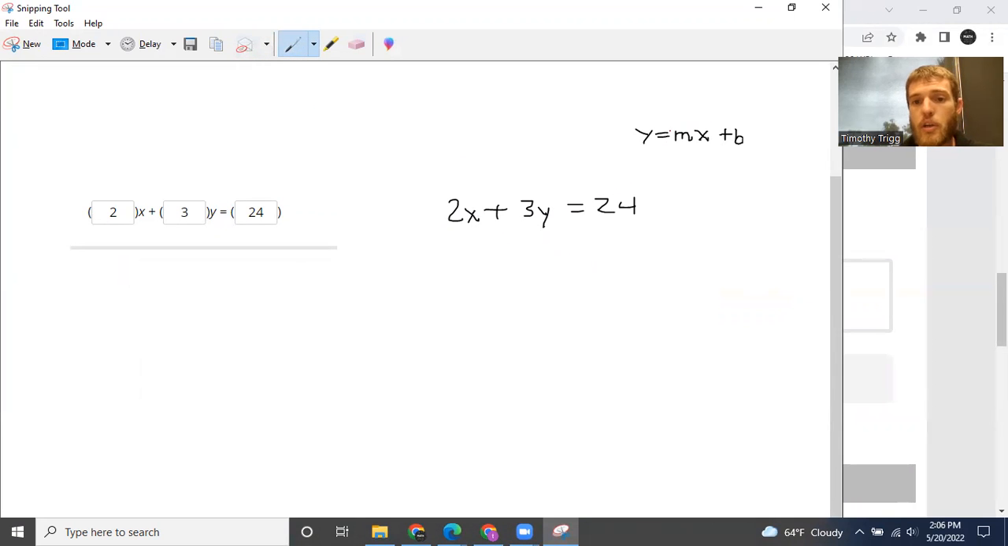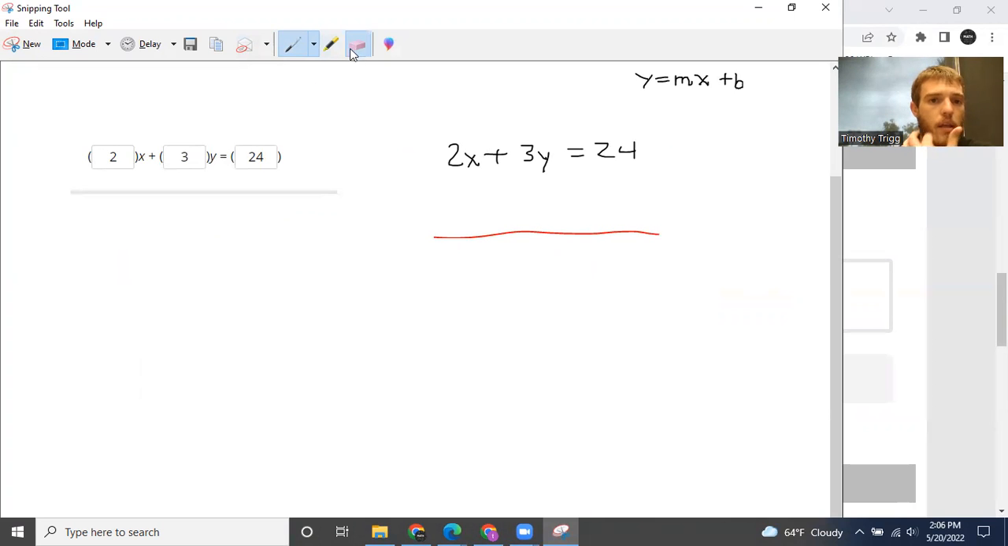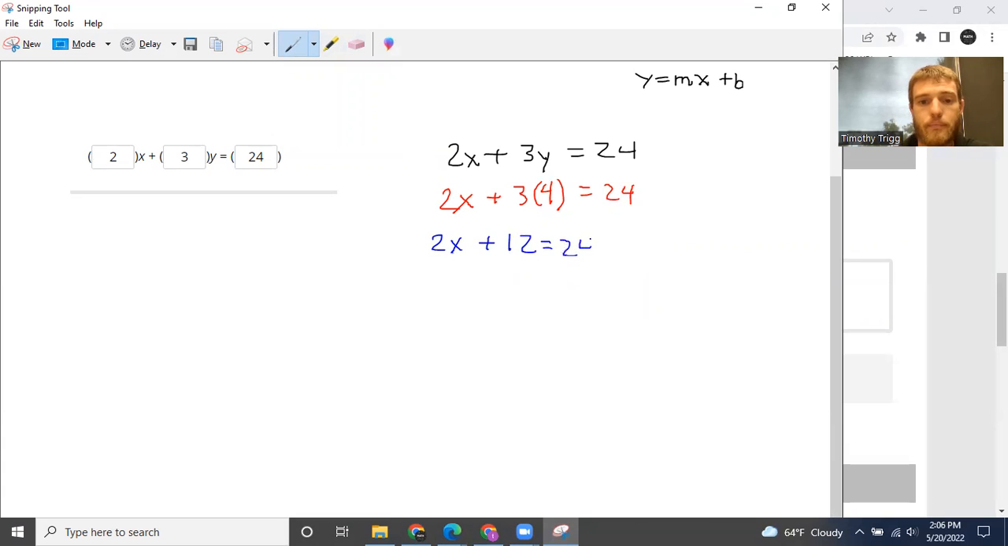Now I could use either equation, but I'm going to use this form right here. You could use either equation. You'll get the same answer either way. But the bagels represent y. So this is going to be 3 times 4 because she's buying 4 bags of bagels. And we're going to figure out how many bags of carrots she'll be able to buy. So this gives you 2x plus 12 equals 24.